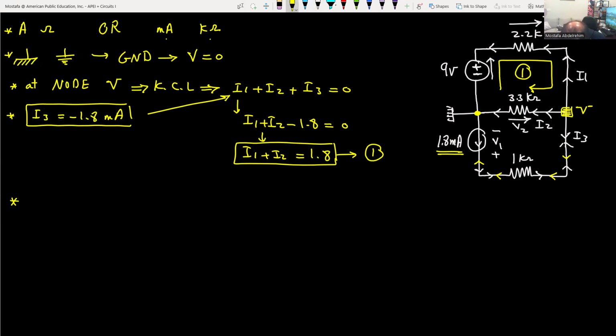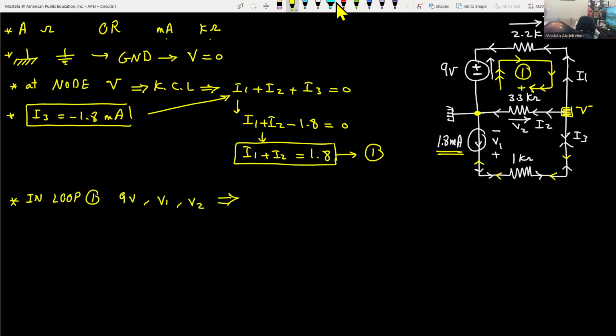So in loop 1, we have the 9 volt, we have V1, and we have V2. Okay? And let's assume this direction that I did here is basically the positive direction. We're gonna apply KVL, and again, you can choose whatever you like. Here I choose the clockwise direction as positive. You can choose the counter clockwise as positive, whatever you like. It will lead to the same result. That's very good.